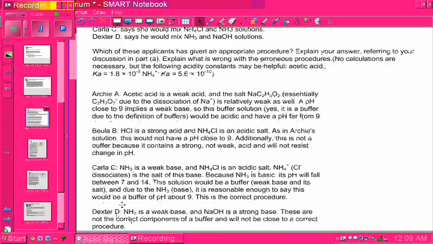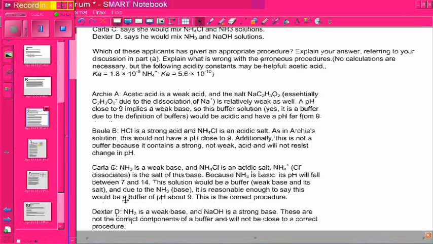Finally, Dexter D. He said he would mix NH3 and NaOH solutions. NH3 is a weak base, and NaOH is a strong base. These are not the correct components of a buffer and will not be close to a correct procedure.